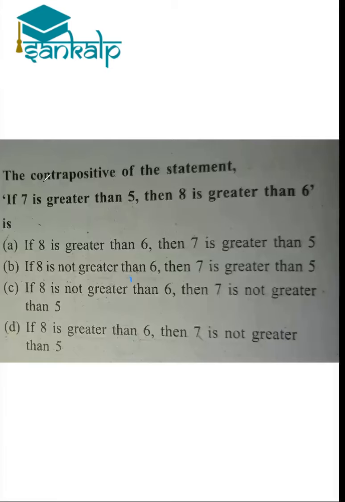So the next question is the contrapositive of the statement, if 7 is greater than 5, then 8 is greater than 6. In case of contrapositive, we need to use the condition. The symbolic condition is what? Negation of Q implies negation of P. So if 8 is not greater than 6, then it is not greater than 5.